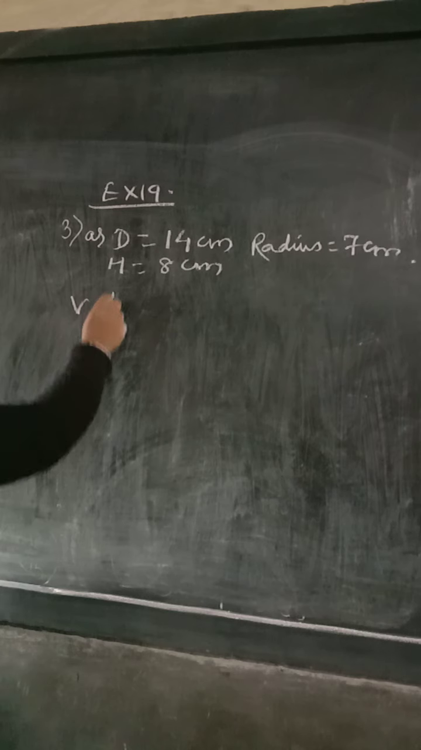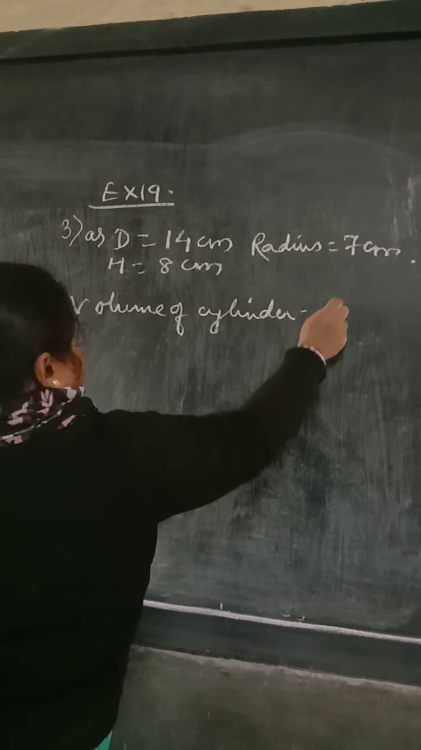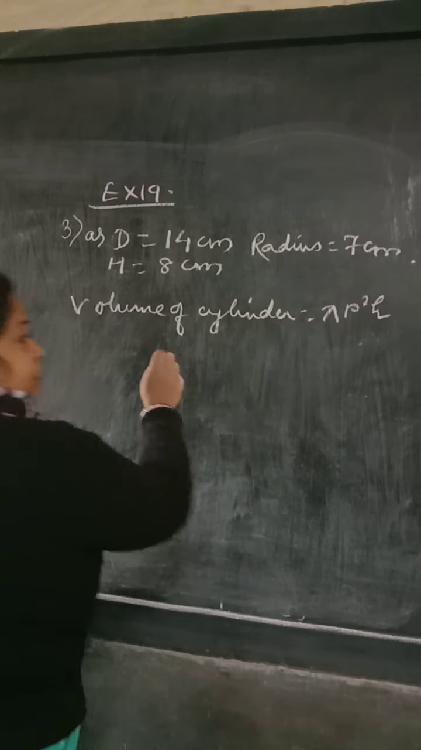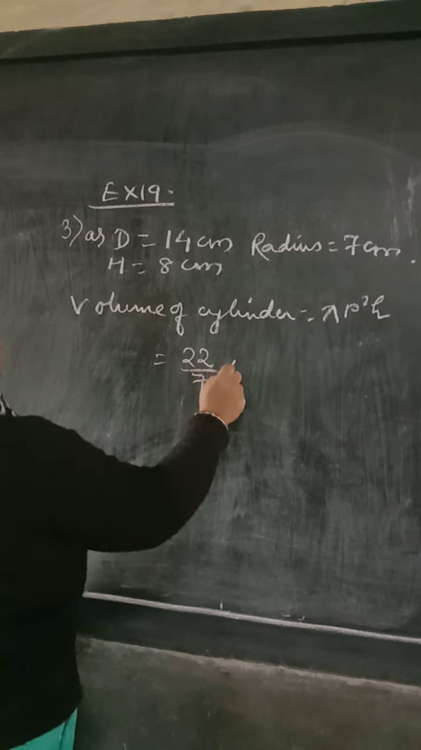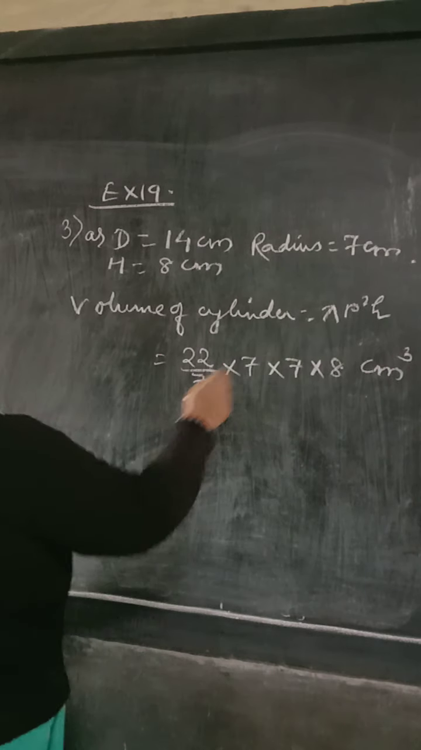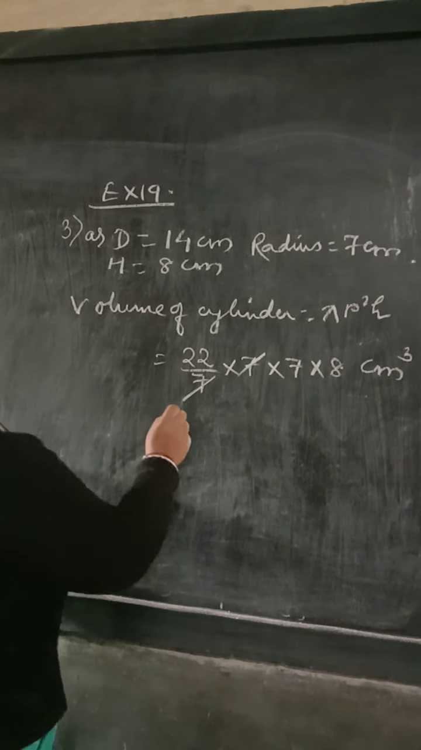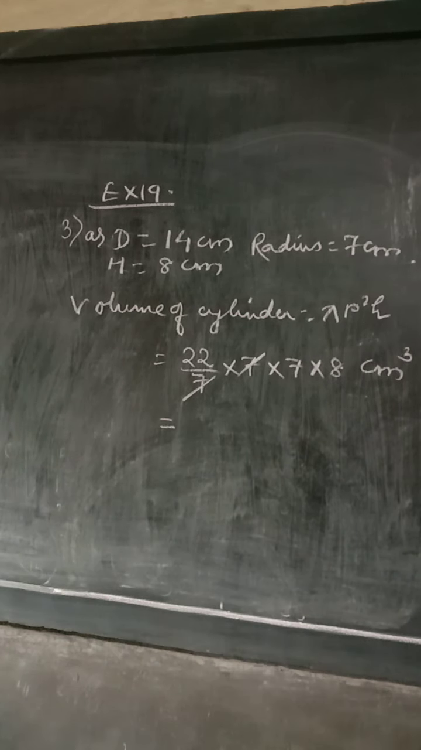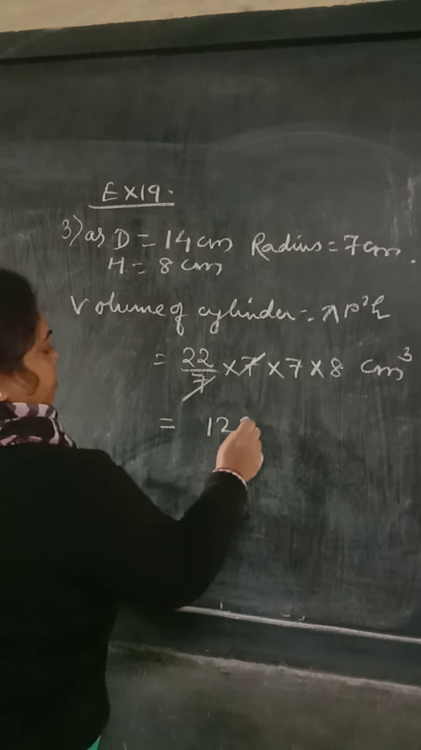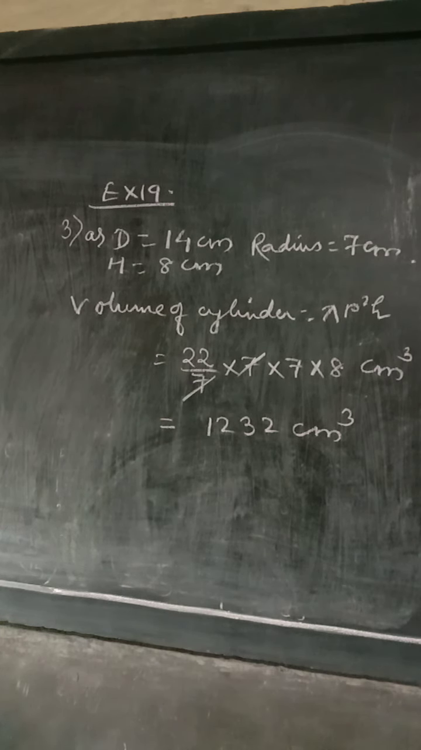Now first we have to find the volume of cylinder. The formula we already know, pi r square h, and I will be writing the values. Pi, r we have got 7 into 7, h we have got 8 centimeter cube. Now I will just cancel one 7, and when we multiply 22 into 7 into 8, 8 7s are 56, 1 2 3 2 centimeter cube. This is the volume of the cylinder.